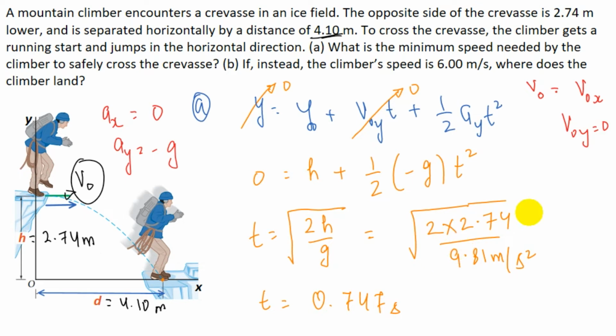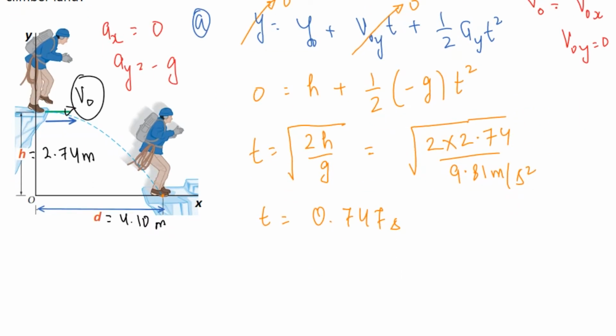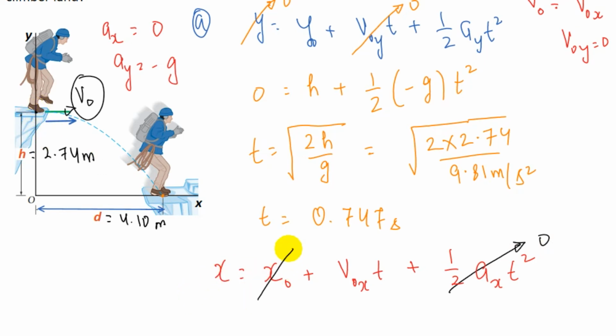Now next, minimum speed. For the minimum speed, we can use the fundamental equation in the horizontal direction. x is the position as a function of time: x equals x naught plus v naught x times t plus 1 over 2 ax times t squared. Now there is no acceleration in the horizontal direction, so this whole term goes to 0. x naught is the initial position, and at the initial position the x coordinate was 0, so this also goes to 0.